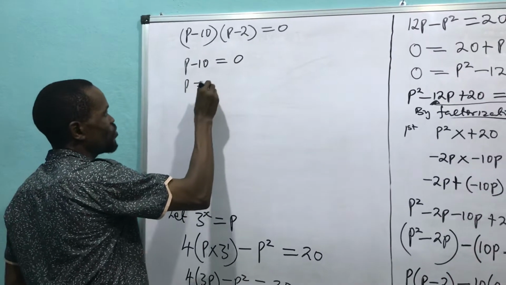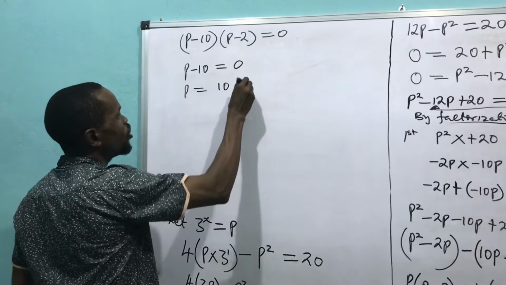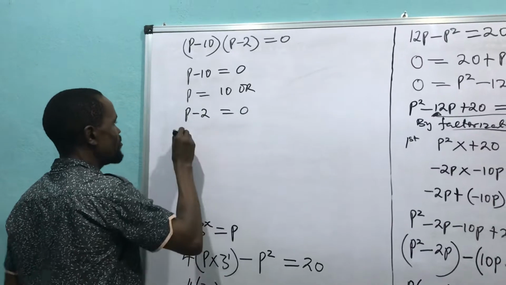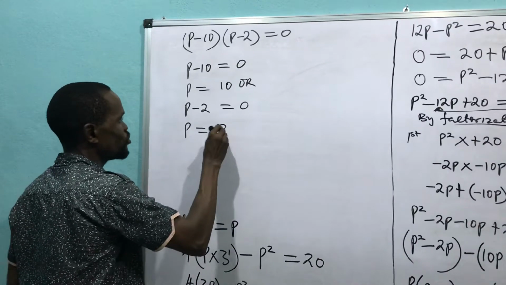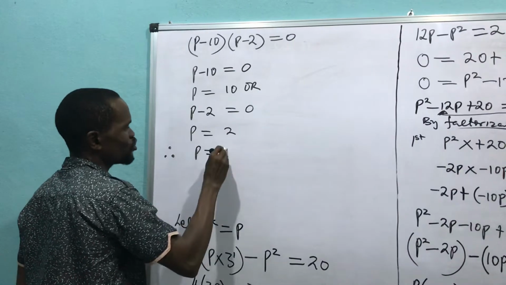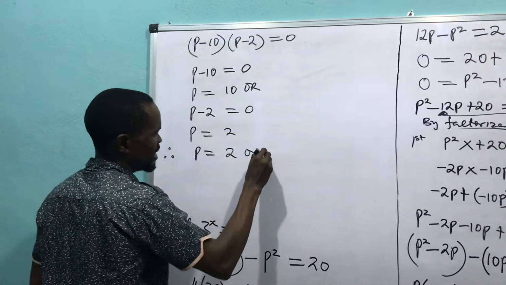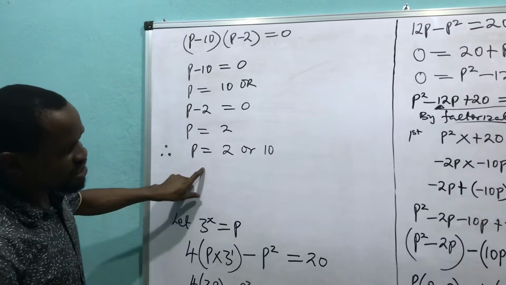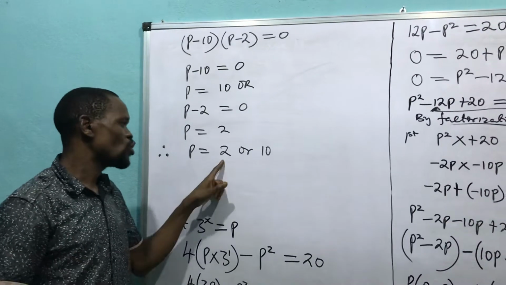Therefore, p is equals to what? 10. Or p minus 2 is 0. Therefore, p is equals to what? 2. Therefore, the value of p is equals to what? 2 or what? 10. Are you following? It means that p is what? Either what? 2 or what? 10.